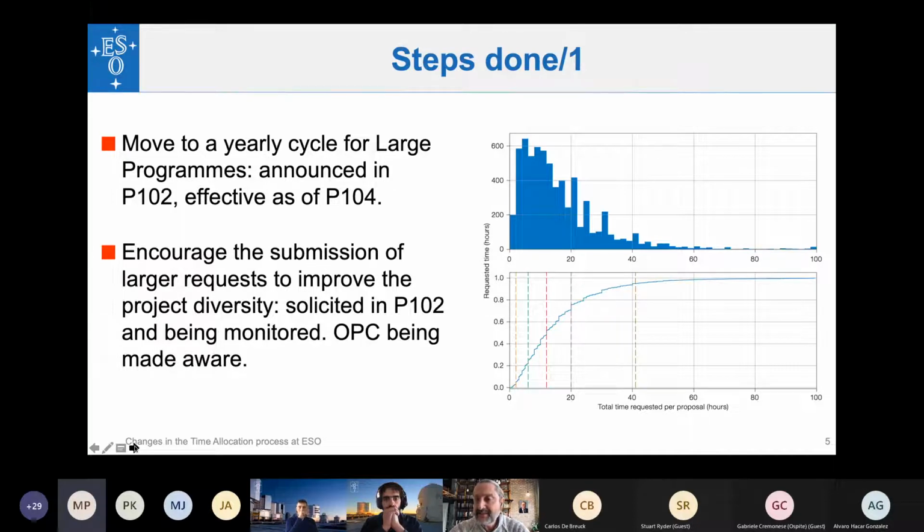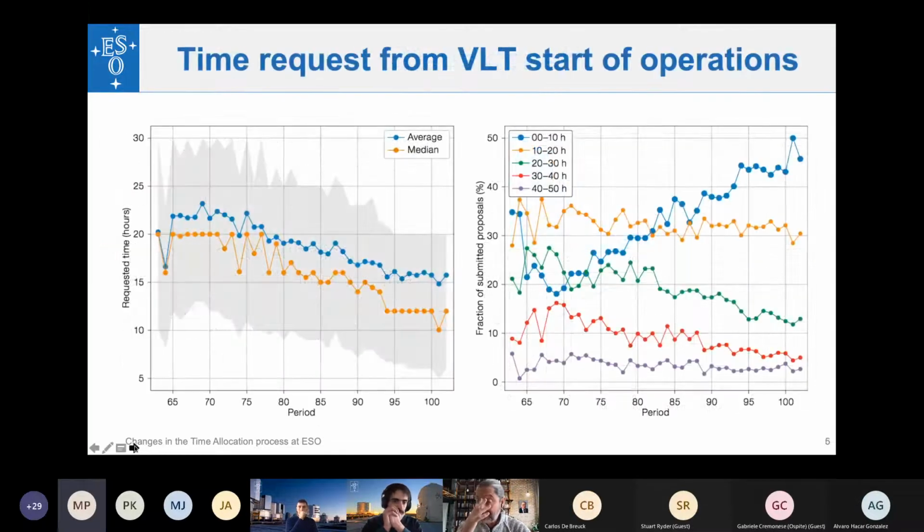And then there is the 5-night desert, basically above 50 hours, you see there is basically nothing. And then above 100 hours, you have the large programs. So there is no clear reason as to why there are no proposals in that area. There are a number of explanations, but the absurd fact is that the trending you see to the left is the trending average and median time per proposal, starting from the start of VLT operations up to P110.